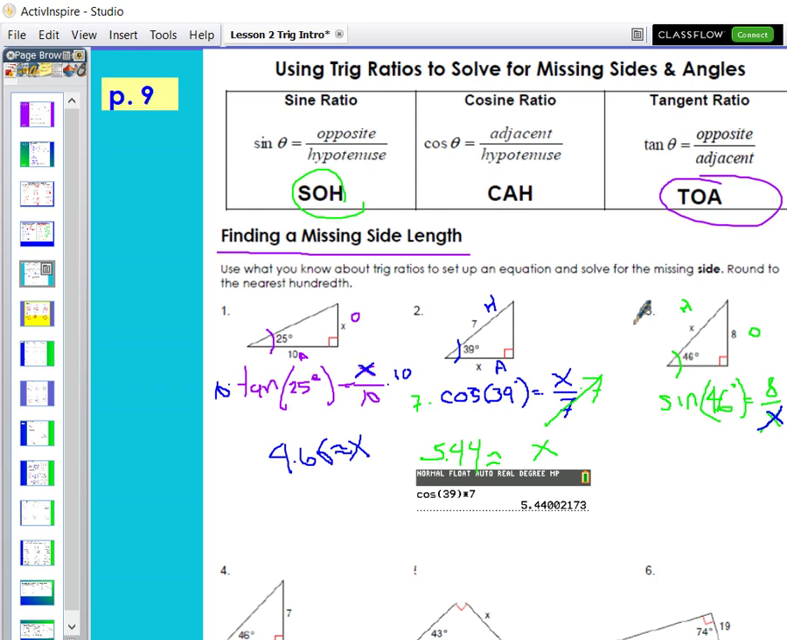So I can't just multiply by 8 on both sides. That would not simplify or get rid of 8. And it wouldn't help x get out of the denominator. So in order to clear x from the denominator, I'm going to multiply by x. So I'm multiplying by x. That clears it out here. So we get 8 equals x sine of 46.